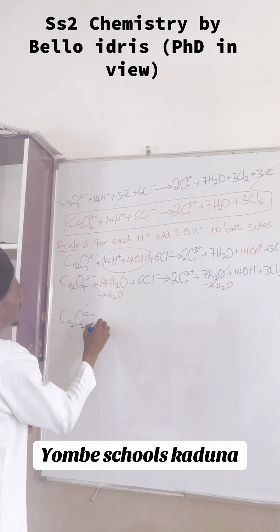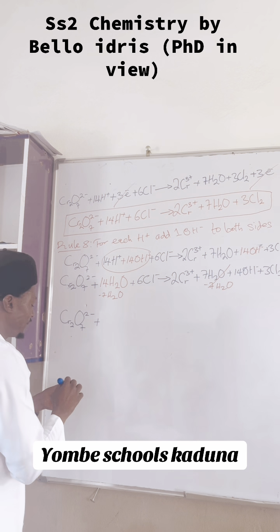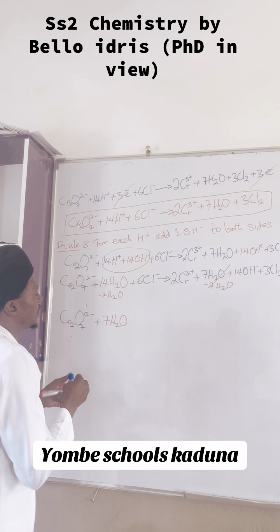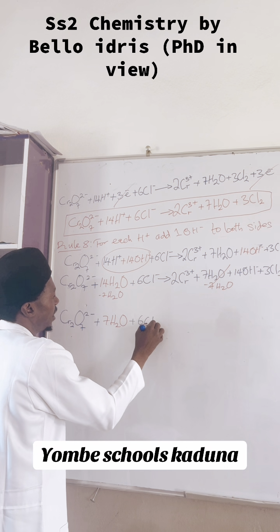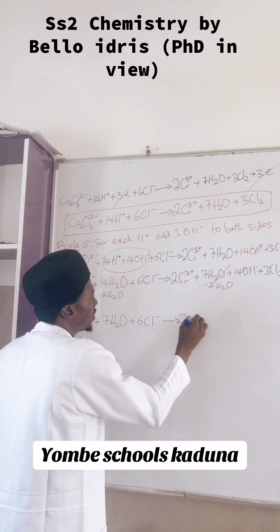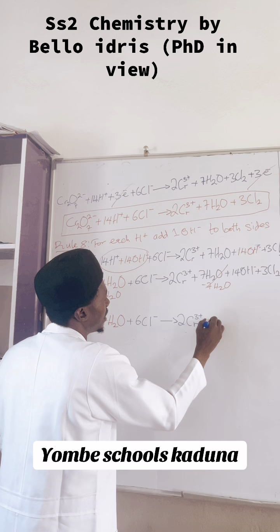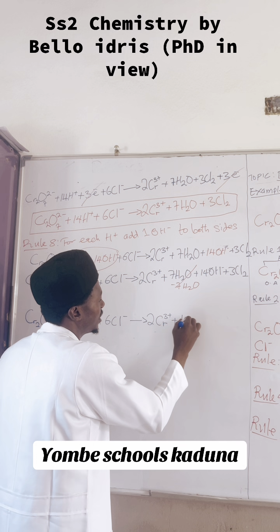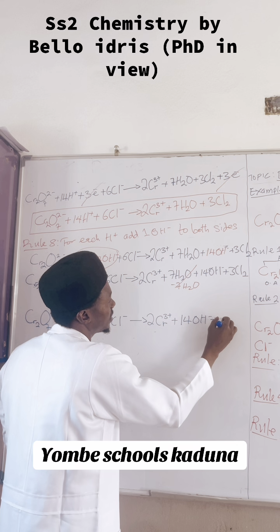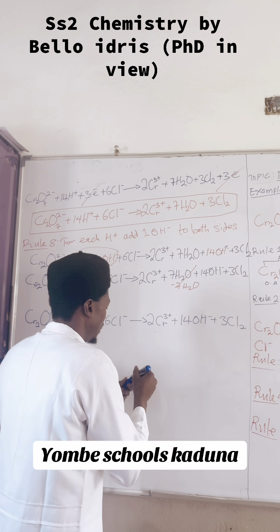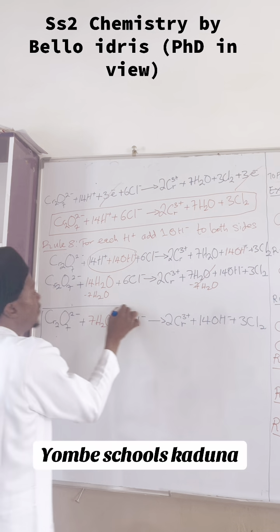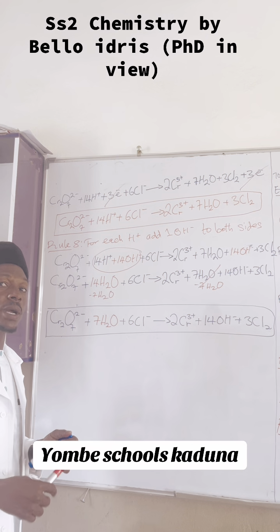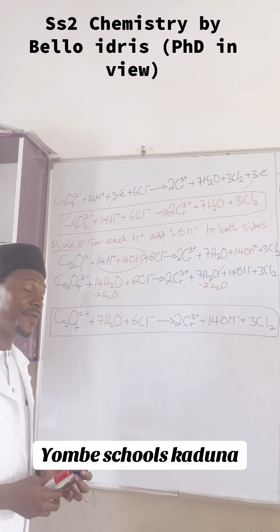So now our final equation is going to be Cr2O7 2- + 7H2O + 6Cl- → 2Cr3+ + 14 OH minus + 3Cl2. This is the balanced equation in basic medium. Balanced in what? Basic solution. You can now do the final checking. Final checking, okay?